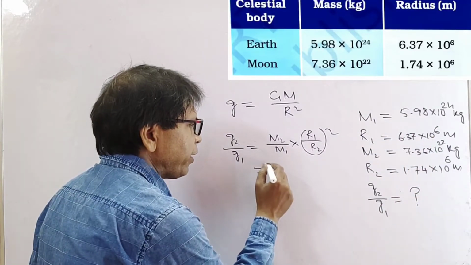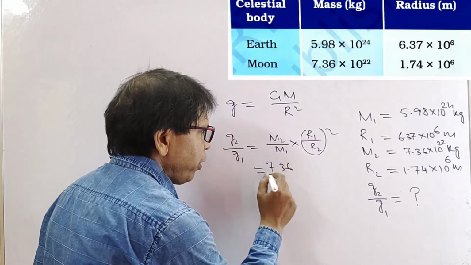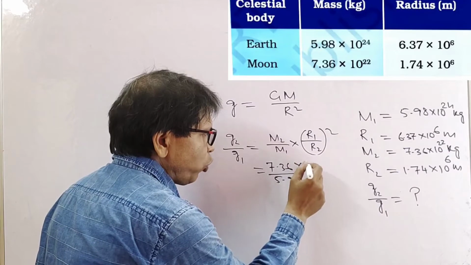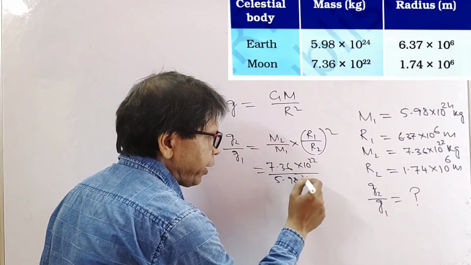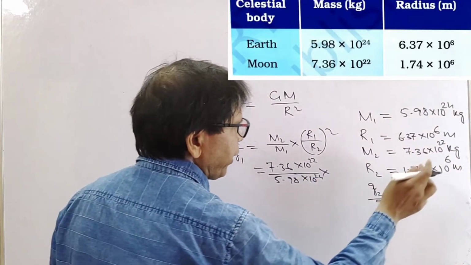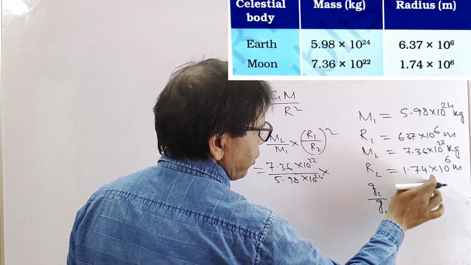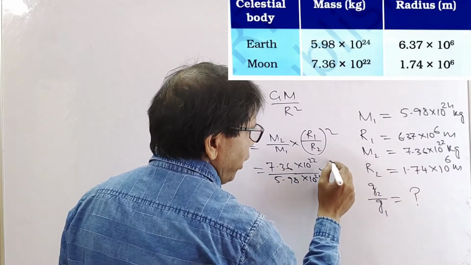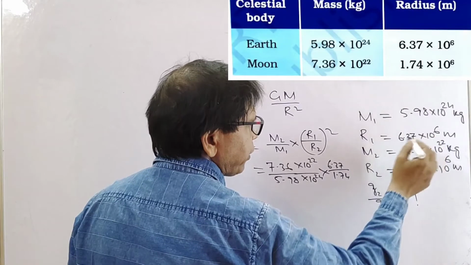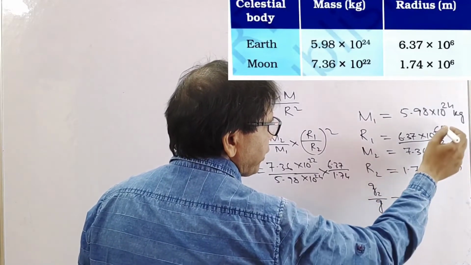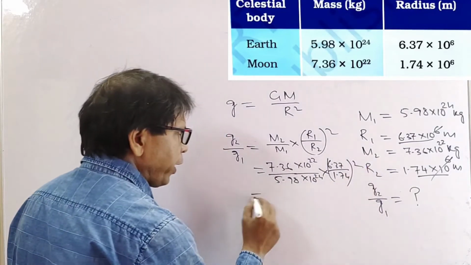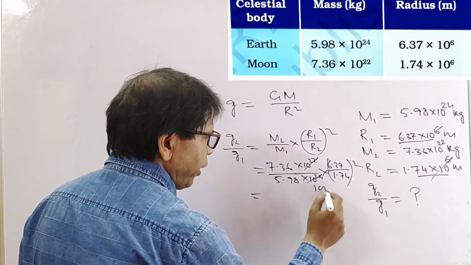So look at this, this is 7.36 divided by 5.98, this is 10 to the power 22 and this is 10 to the power 24. Okay, and R1 R2, look at this by this. So this is 6.37 divided by 1.74. Look at this by this, this and this cancel out, so this whole square. So we get this and this is the 100.